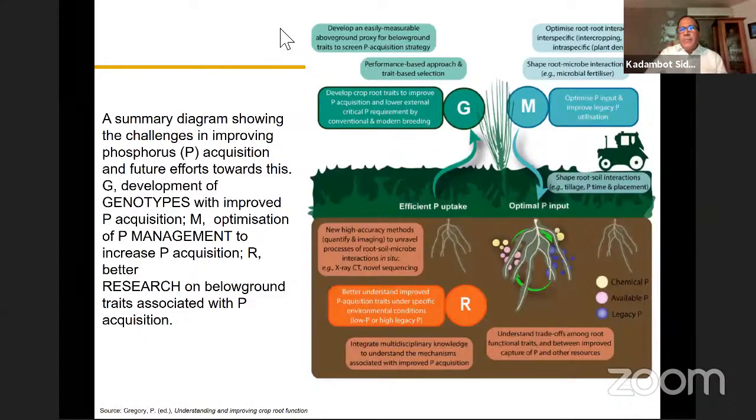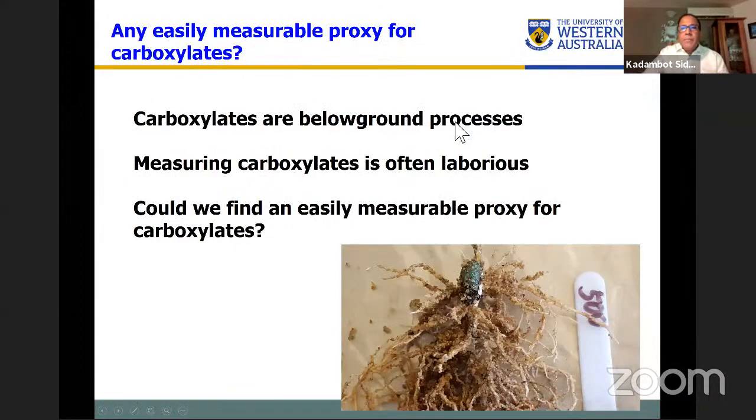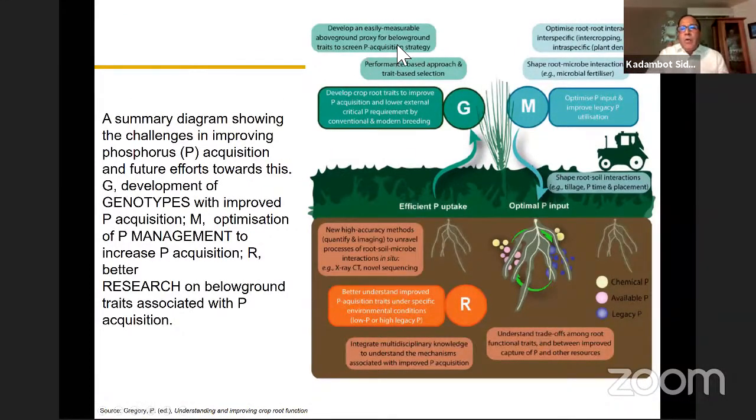And here is a summary diagram. The summary diagram shows that we should develop an easily measurable above ground proxy, because it's so difficult to measure the P use efficiency for thousands of germplasm. And a performance-based approach, that is trait-based selection, to develop crop root traits to improve P acquisition and lower the external critical P requirement by conventional and modern breeding. But we can also look at the management practices here: optimize root-root interaction, intercropping, very much practiced in India, rotation, intraspecific plant density, and of course microbial fertilizers are available these days, and the optimization of the input.